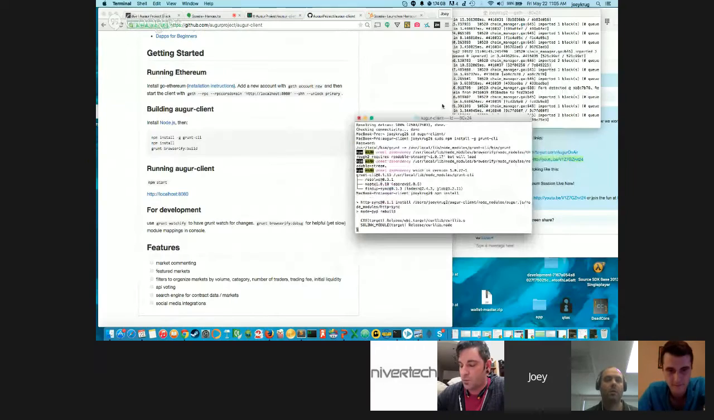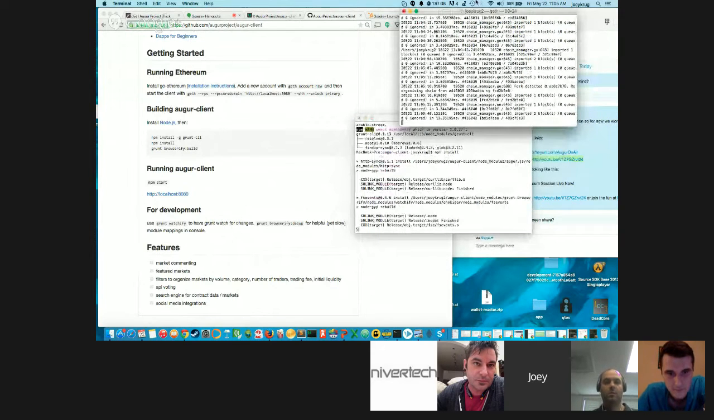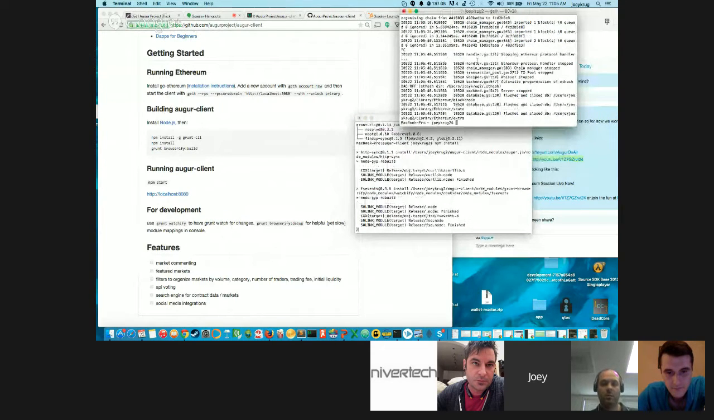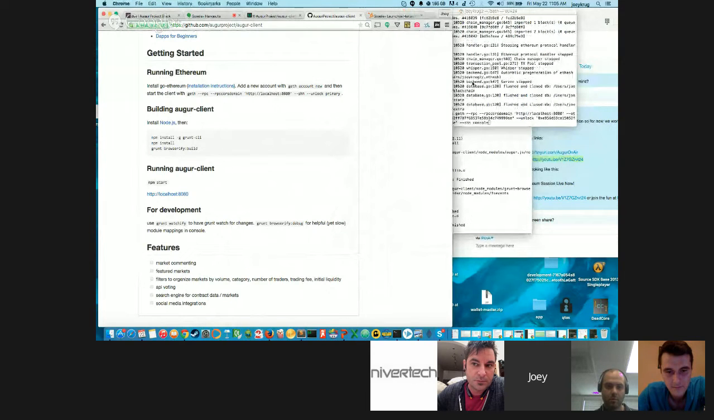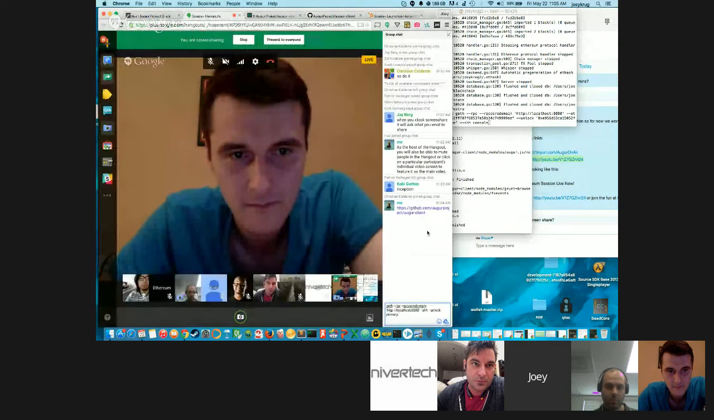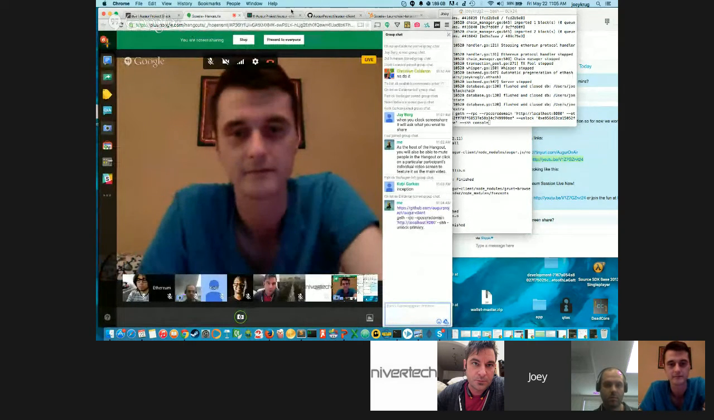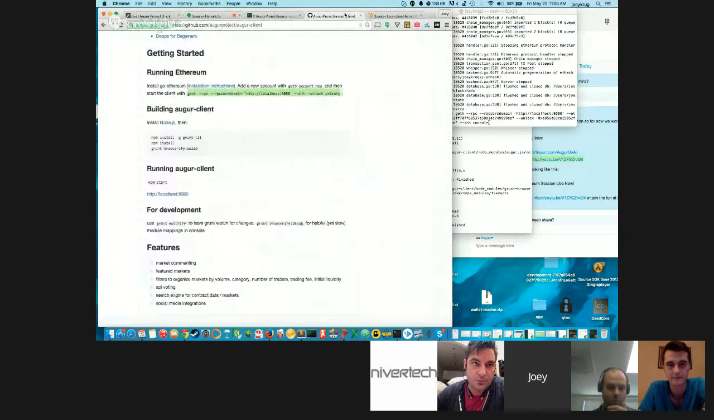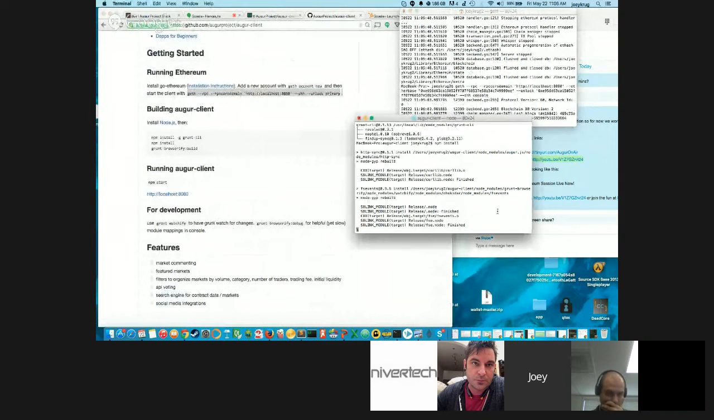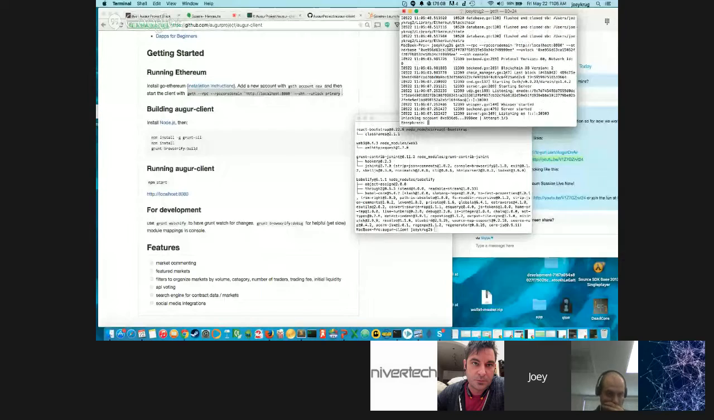You can see I have Geth running in the background here. This is probably an important step as well. When you launch Geth, you're going to want to launch it with these parameters. I'll paste them in here. Even if you don't have Geth running, Augur's going to prompt you telling you that Geth isn't running, and will give you the exact parameters you need to start up with.